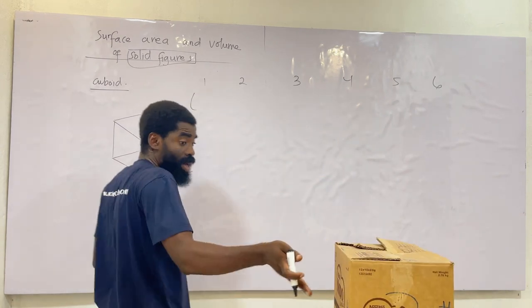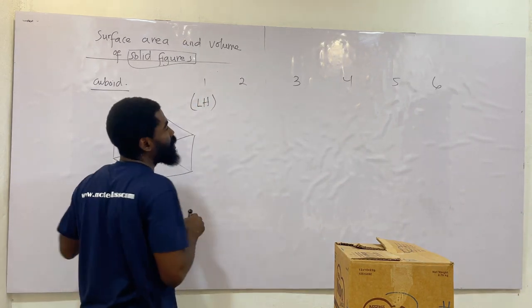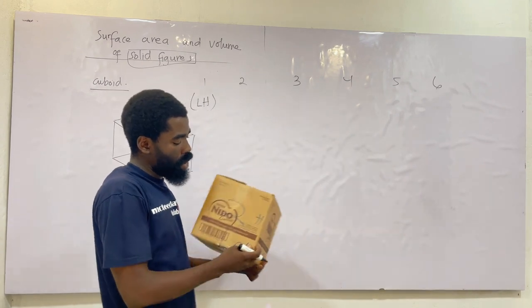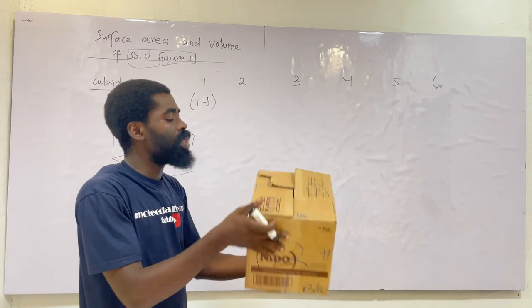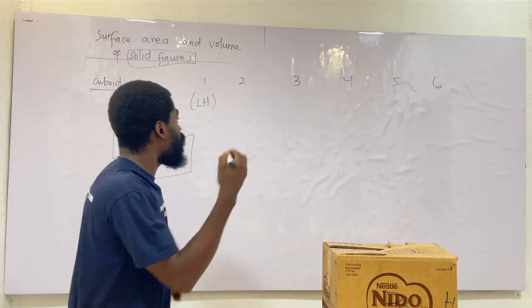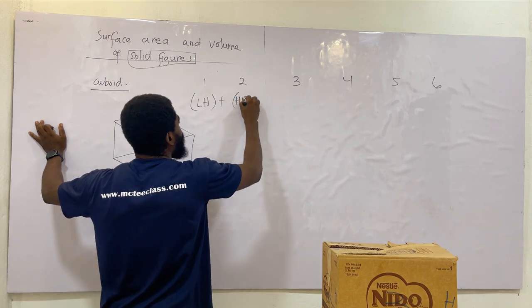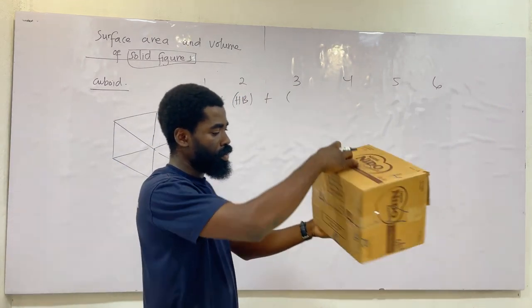So for phase 1, according to this, we have length times height. Then let's look at phase 2. For phase 2, we have the height times the breadth, or the width. So we'll go with that one. Height times breadth. Then plus the third phase.